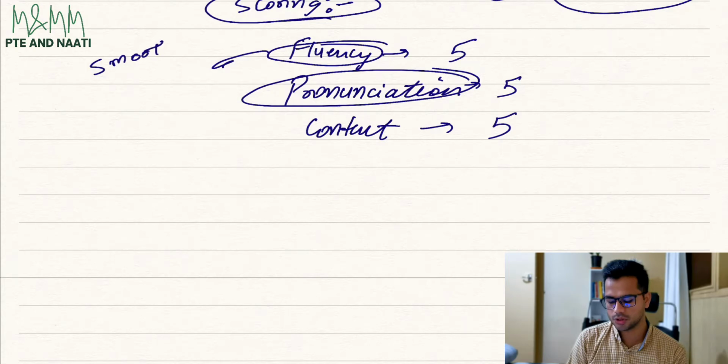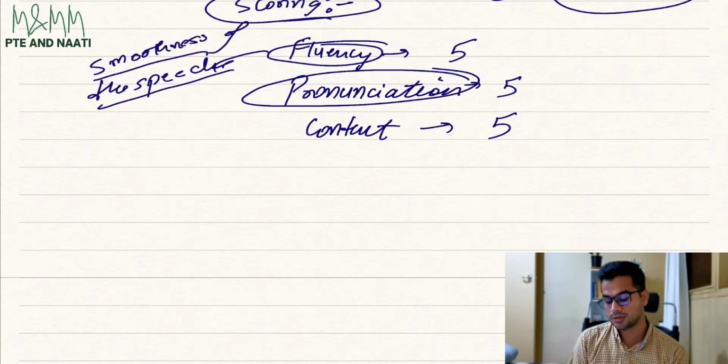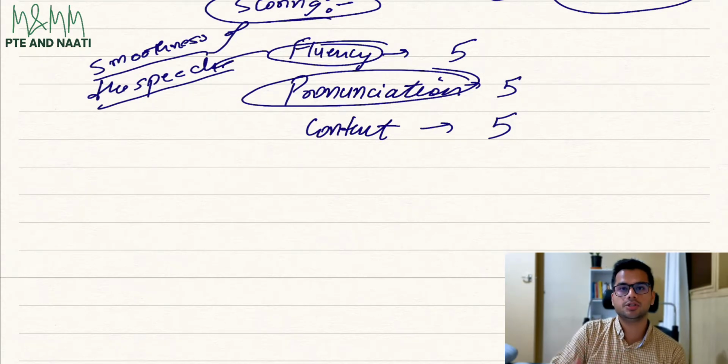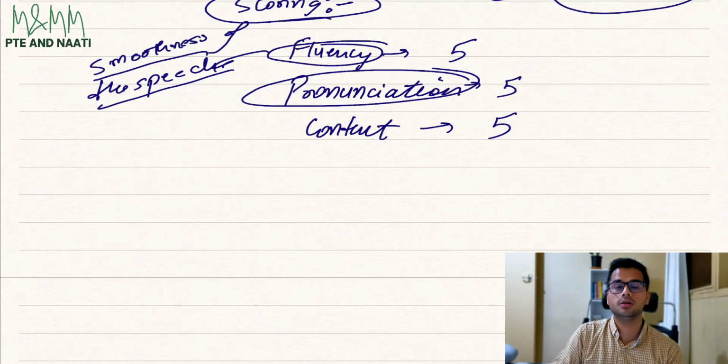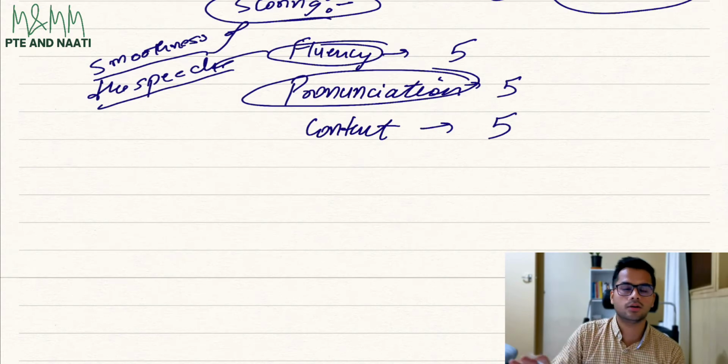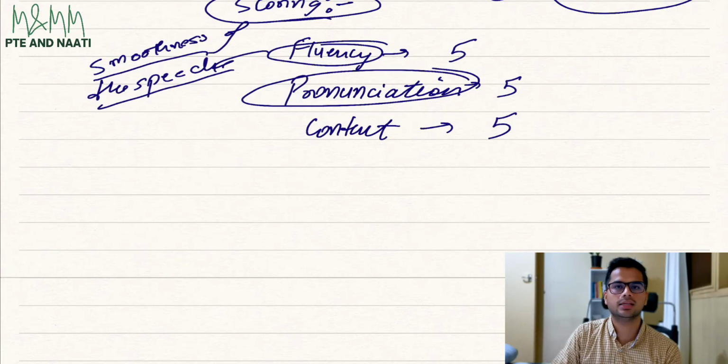Fluency refers to the smoothness of your speech. So whatever you're speaking or uttering in front of a computer, our voice, our speech has to be smooth. Nothing related to speed or anything at all. These are all the misconceptions out there that the quicker you speak, the more marks you get. Nothing like that happens at all. It's all related to the smoothness of your speech.